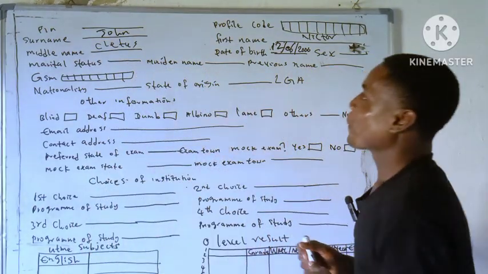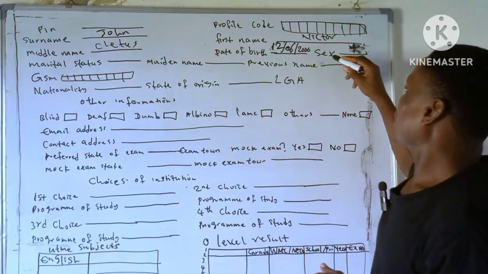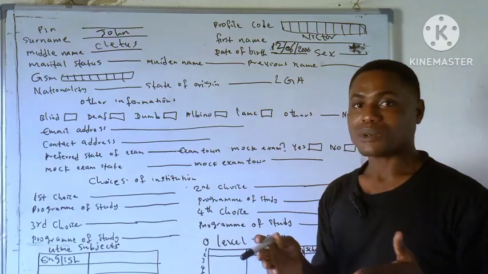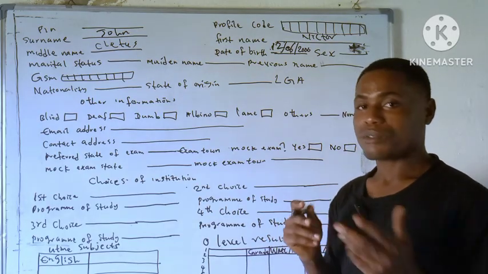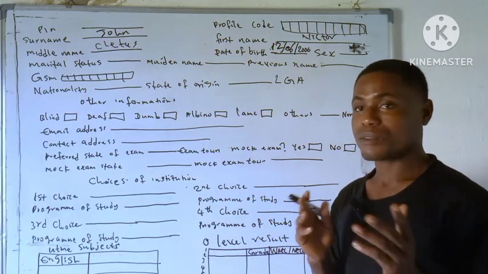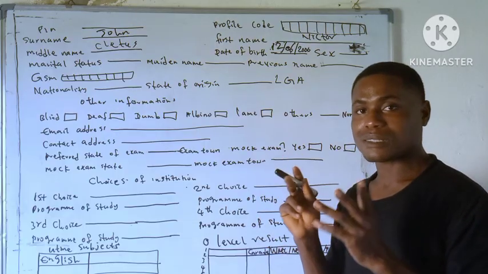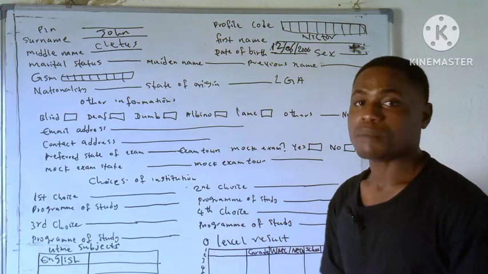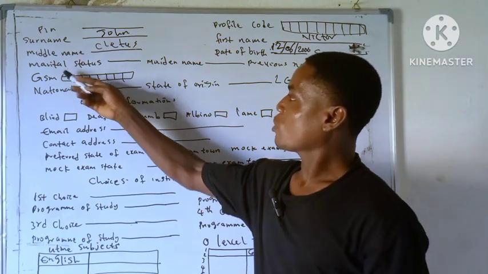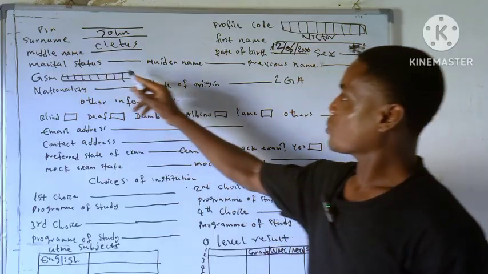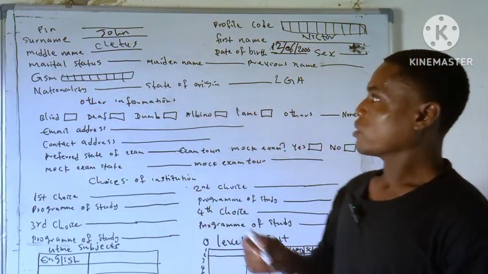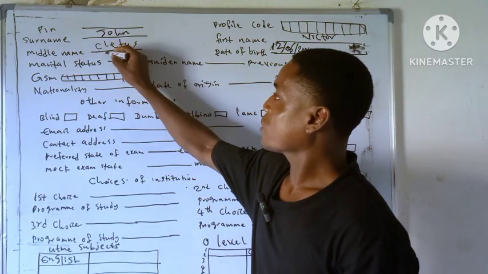Okay, let's continue. So this sex is talking about your gender. If you are male, you put male. If you are female, you put female. Just write the first letters. Female F, I guess, and then male you put M. Okay, so let's come to the other one. Marital status. Are you married or single? I know you are single, so just write single.